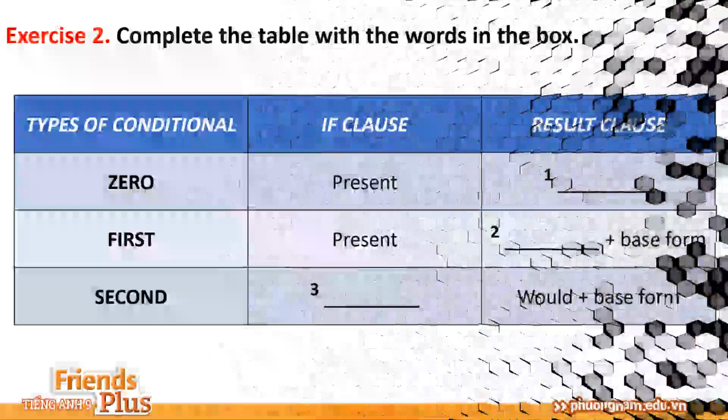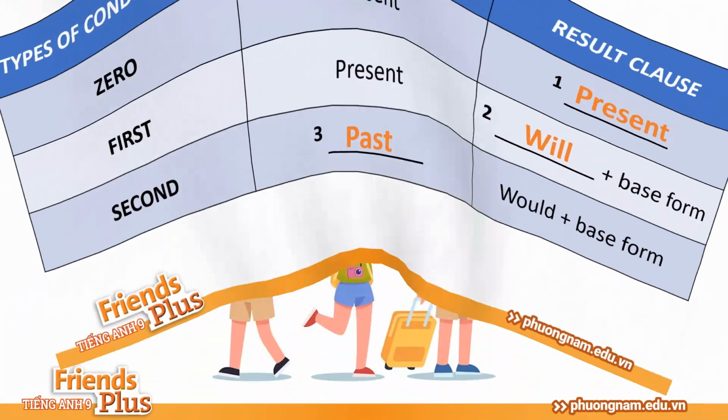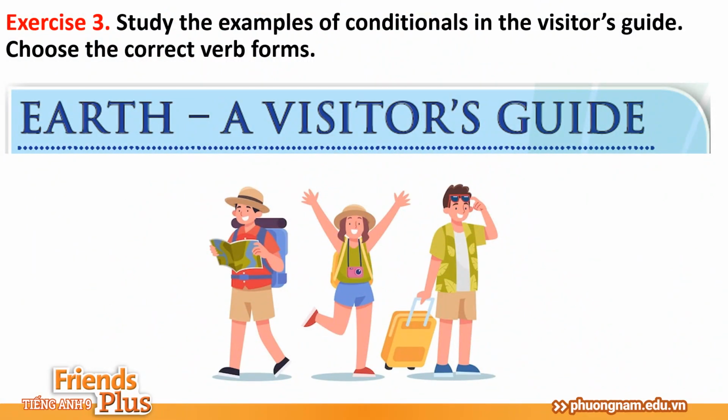Exercise 2. Complete the table with the words in the box. One, present. Two, will. Three, past. Exercise 3. Study the examples of conditionals in the visitor's guide. Choose the correct verb forms.